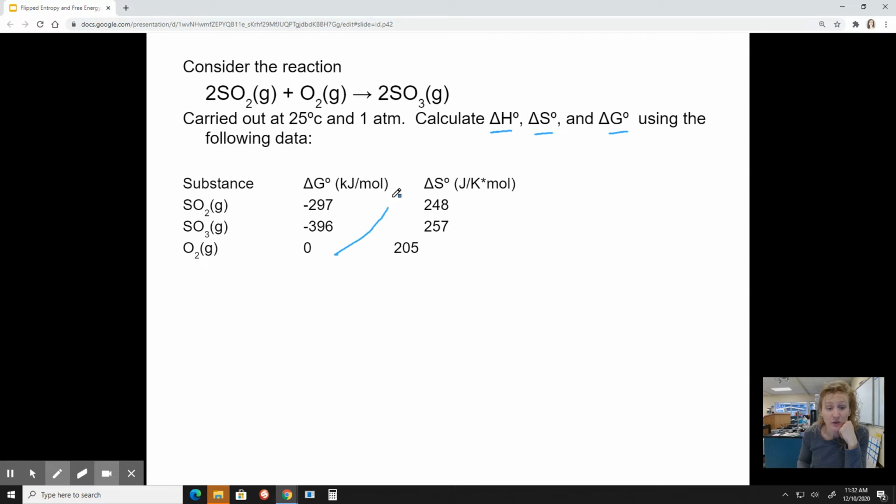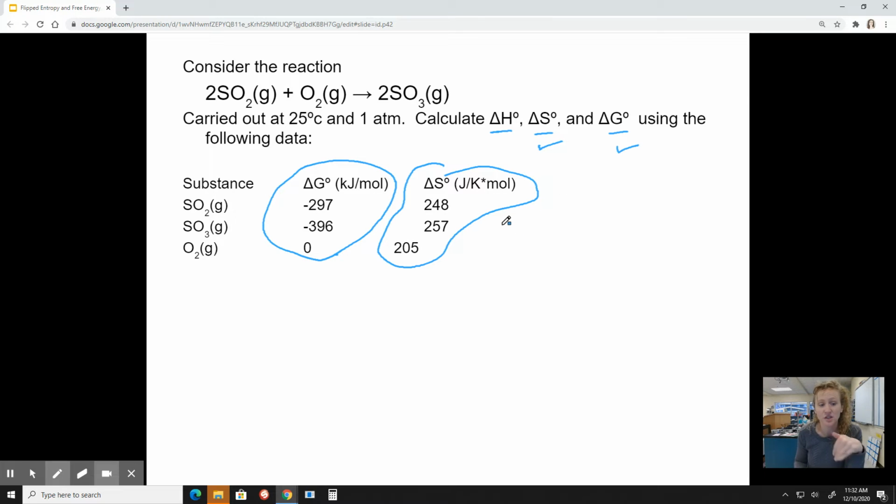All right, they do give you all values of delta G, so you can calculate delta G all by yourself. They also give you all the values for delta S, so you can calculate delta S just with the given information. Now they don't give you any values for delta H, and so in order to solve for delta H, you need to use delta S and delta G together.